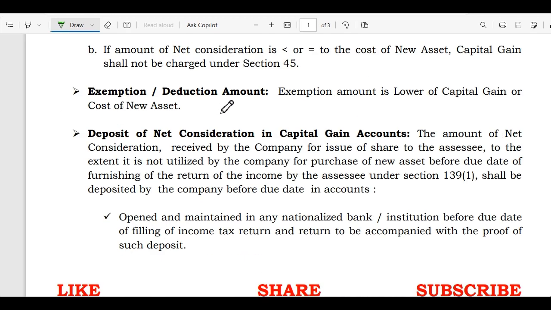Exemption or deduction amount. Exemption amount is lower of capital gain or cost of new asset. Deposit of net consideration in capital gain account.